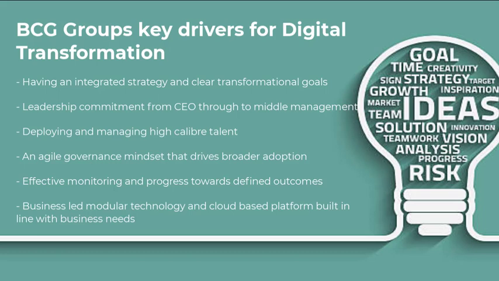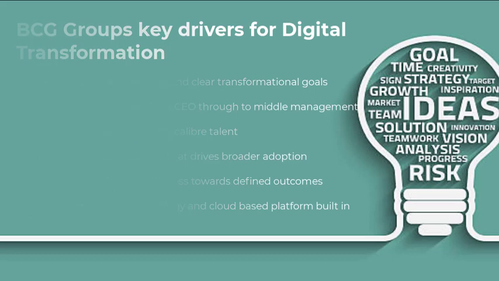So this talent and expertise would be something like your digital skills, change management skills, and influencing skills as well. Number 4 is in terms of an agile governance mindset that drives broader adoption in terms of your agile ways of working. And number 5 is effective monitoring and progress towards defined outcomes, such as clear metrics and clear accountability for delivery. And then finally is a business-led modular technology and cloud-based performance platform built in line with your business needs. So essentially, you want a platform in place, any type of technology system that is going to really address any of your current problems that you find within your business, and one which is going to solve any customer or employee problems as well.